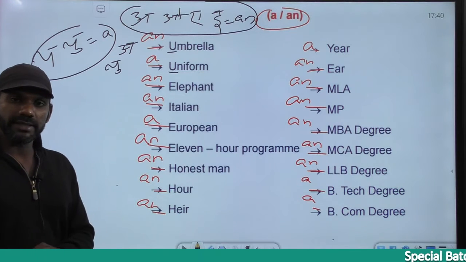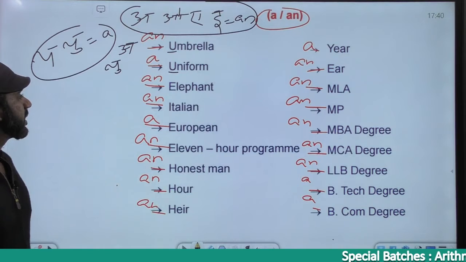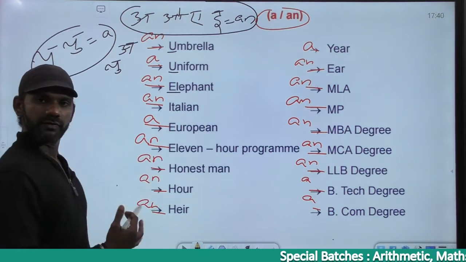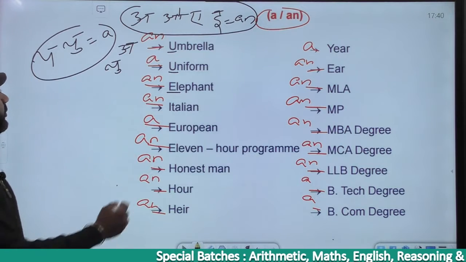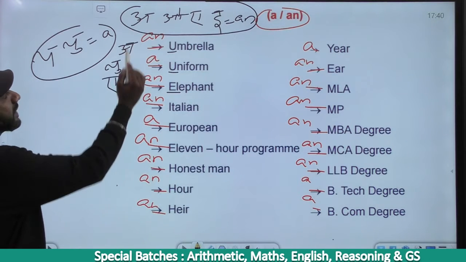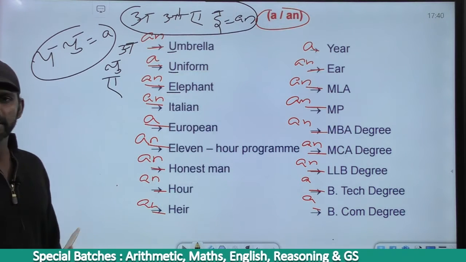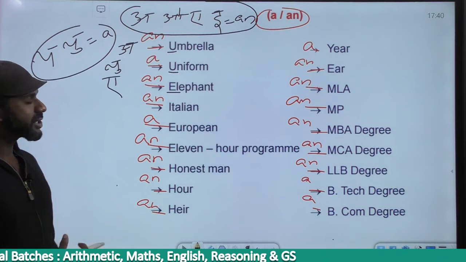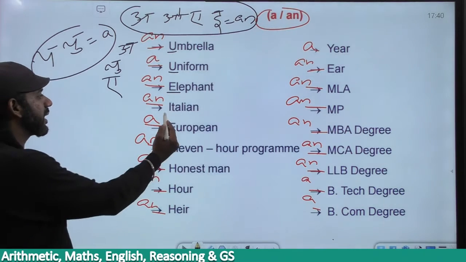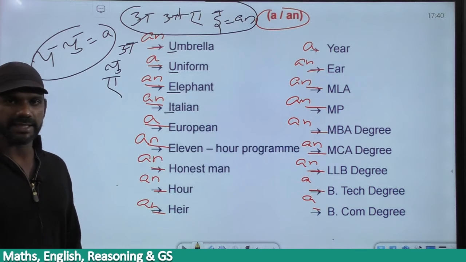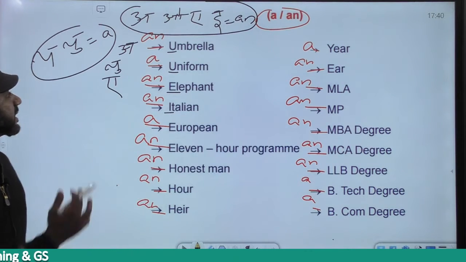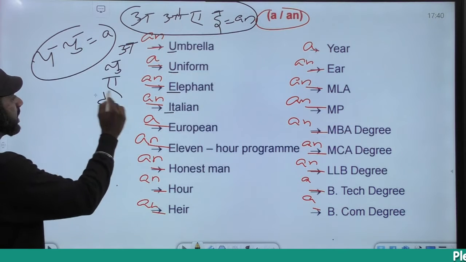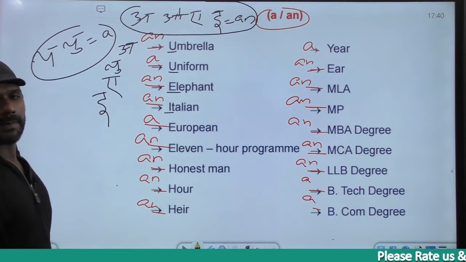Dash elephant, E is a vowel letter, forget. This word is pronounced as elephant. Elephant, the first sound is A, so it must be an elephant. Dash Italian. Now I is a vowel letter, forget. This word is pronounced as Italian. Italian, the first sound is E, so it must be an Italian.